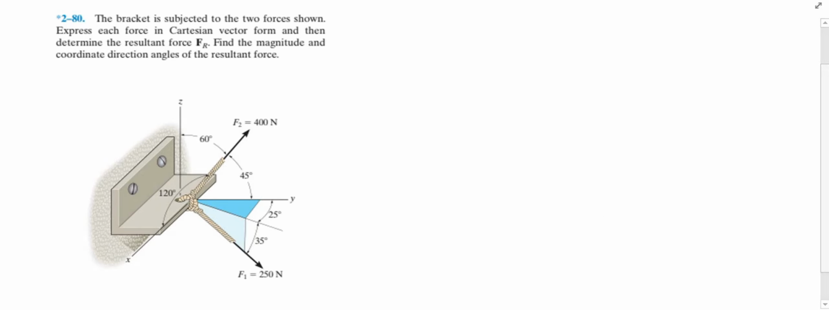Hello everyone, let's try this question. This question says that you are going to find out the value of resultant force as well as its magnitude, and also you are going to find out its coordinate direction angles. Now, just look at the diagram, and this diagram or the question is exactly same as our previous question which we already did. So, there are two forces given to us.